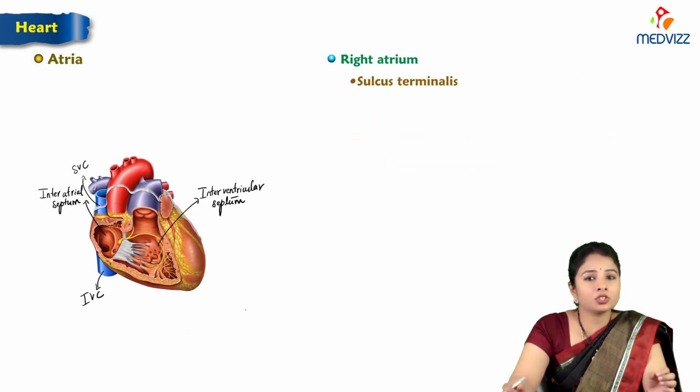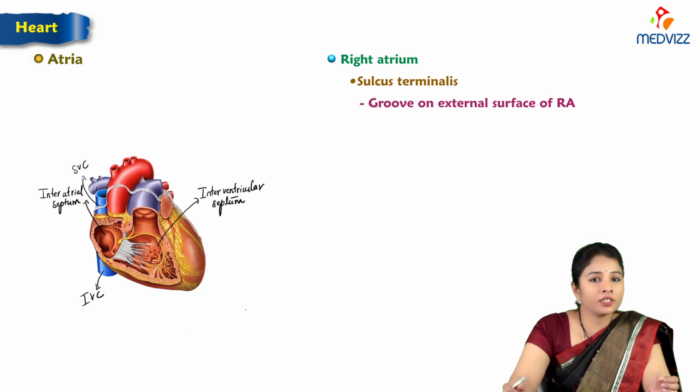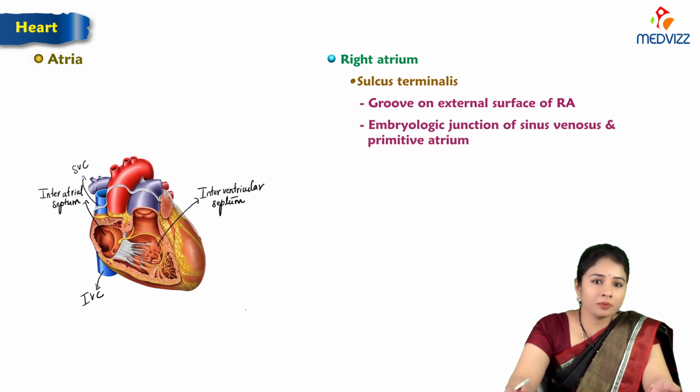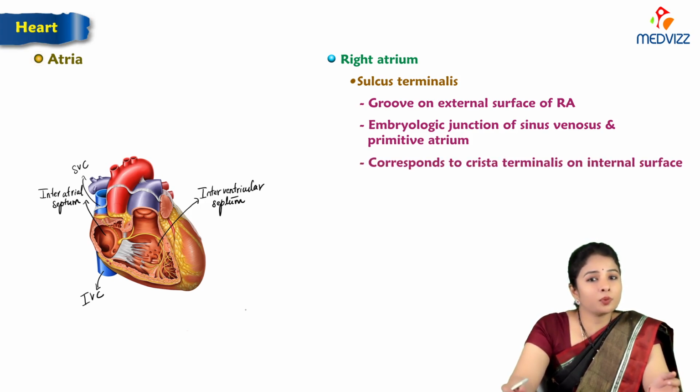Sulcus terminalis is the groove on the external surface of the right atrium, and embryologically it is the junction between the sinus venosus and the primitive atrium, and it corresponds to crista terminalis on the internal surface. So inside the same groove is called crista terminalis, and externally it is called sulcus terminalis.